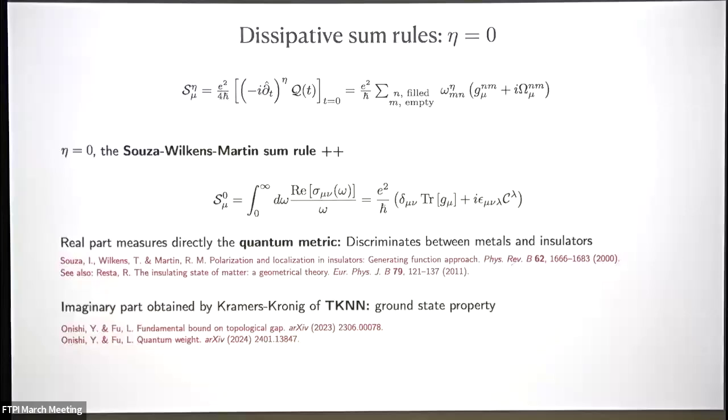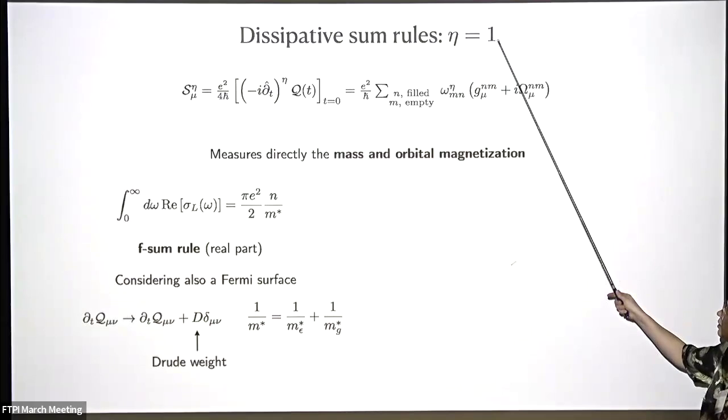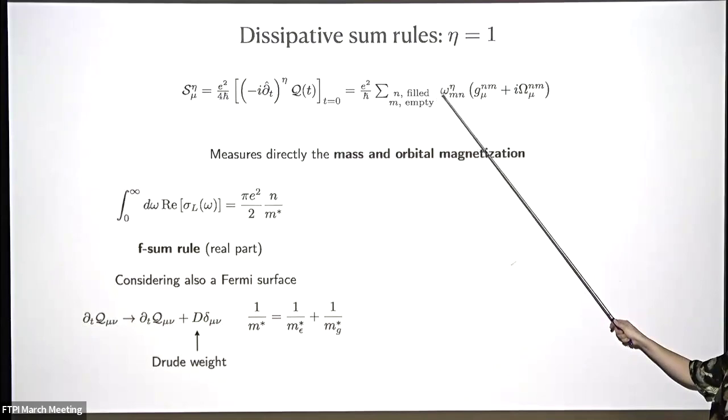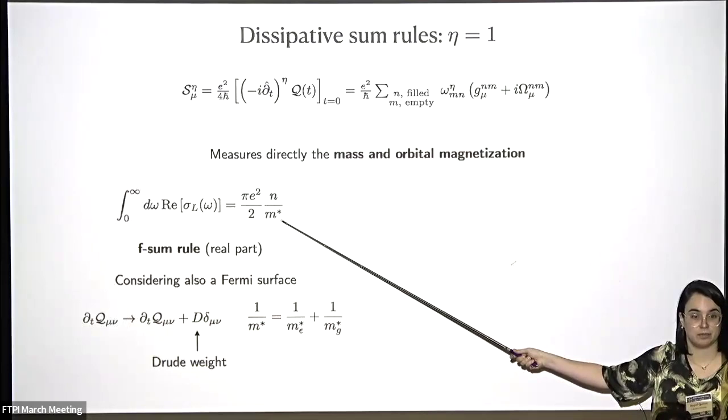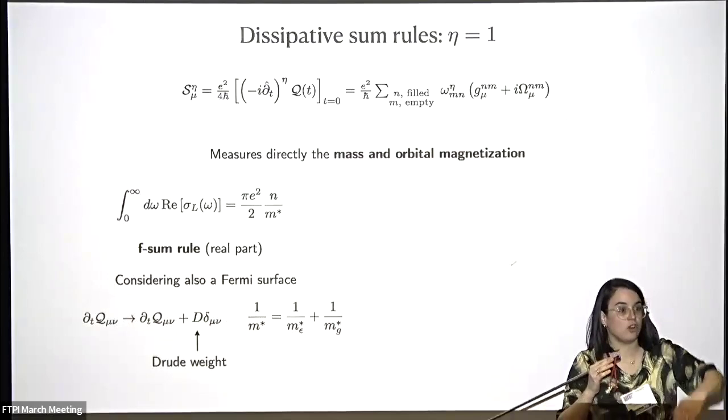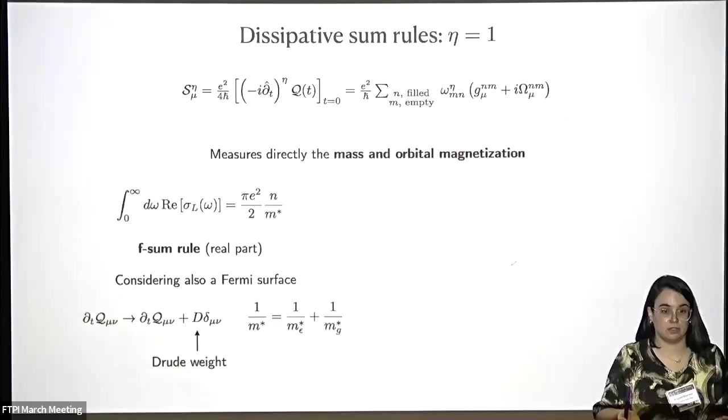Now we can look at eta equals one. Eta equals one here is omega times g, for the longitudinal part, or omega times Berry curvature for the Hall part. That's just the f-sum rule. So the f-sum rule defines the effective mass of your system. Now, if you take a projector into all filled bands and all empty bands, that effective mass is going to be the bare mass of the electron, right? So that's just what we know, that's very well established.